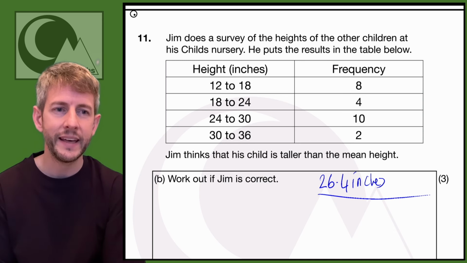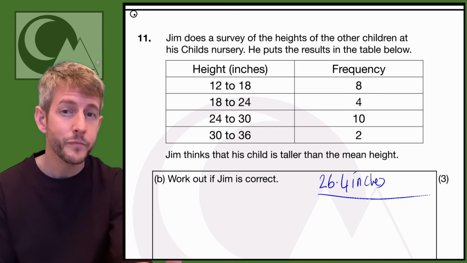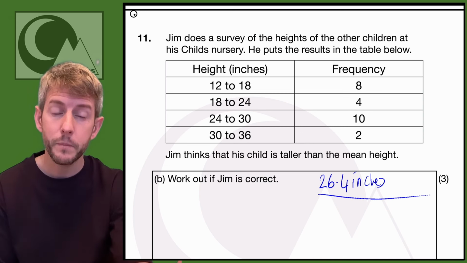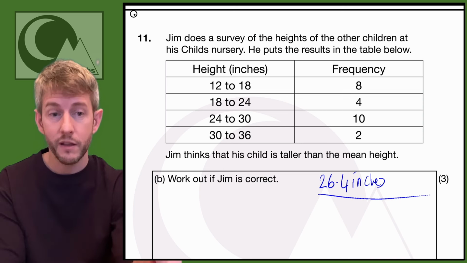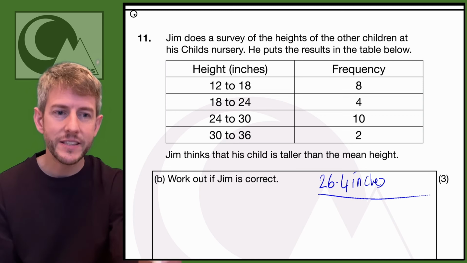So he's got height here in inches. And then he's got frequency. Now, frequency just means how many. So this tells us that there were 8 people between 12 to 18, 4 people between 18 to 24, 10 people between 24 to 30, and 2 people between 30 to 36. Jim thinks his child is taller than the mean height.